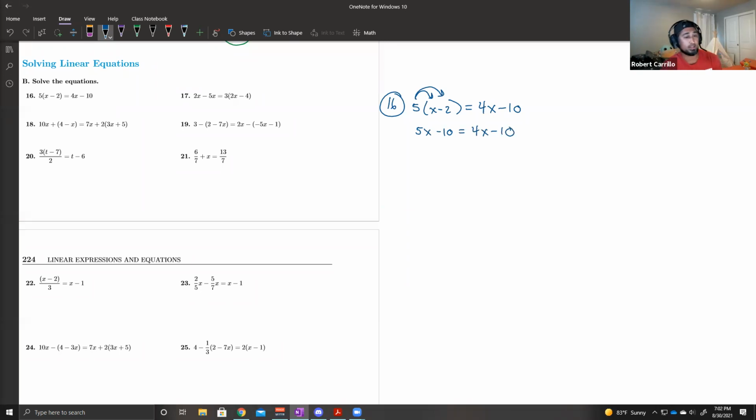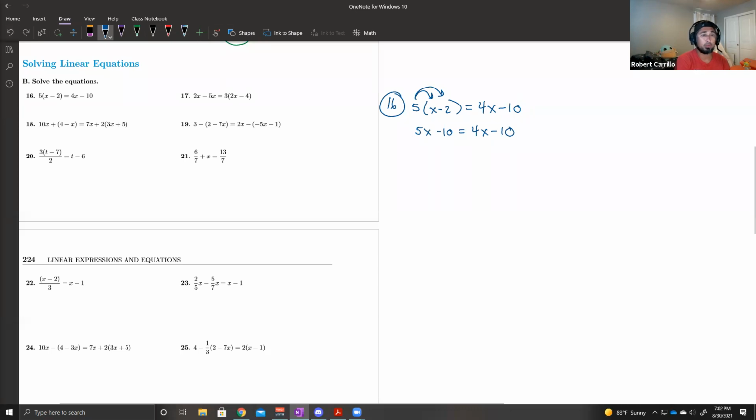So the right side stays the same. We distribute the 5 on the left side. Okay, now we want to put the x's on one side and the constants on the other side. And a constant is just a number. So 10 would be a constant.